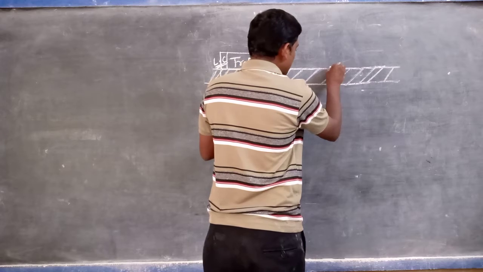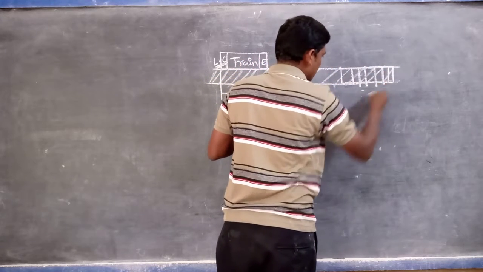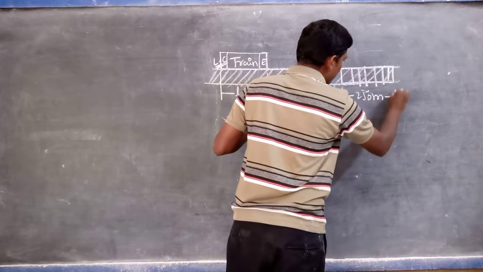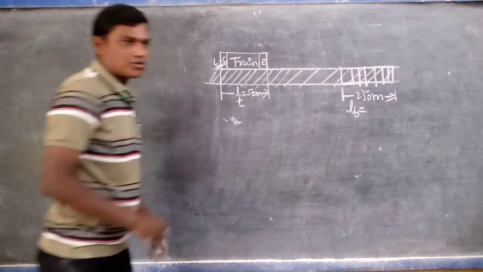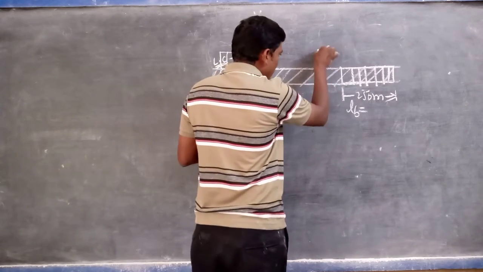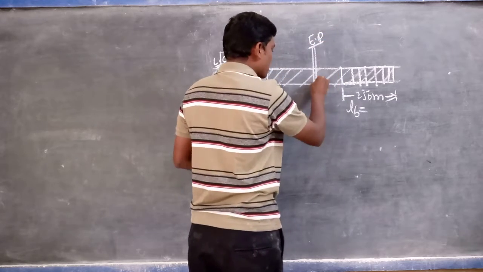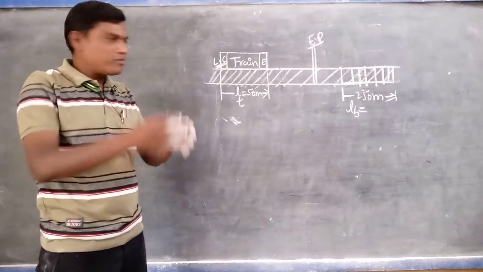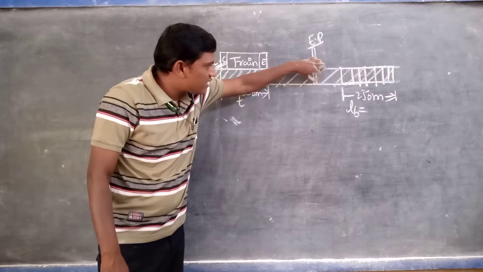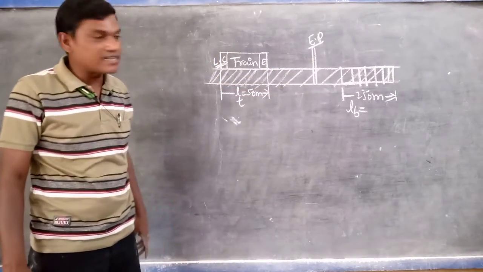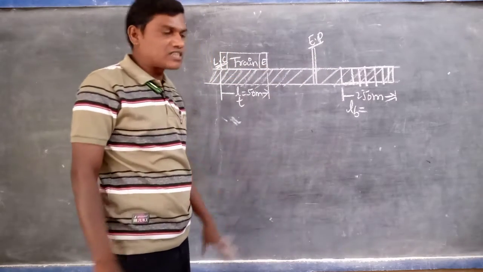Here one bridge is there. This is the bridge. What is the length of this bridge? The length of the bridge is 250 meters. The length of the train is 15 meters, as given. Here one electric pole is there. Compared to the length of the train, the width of the electric pole is very small, so we neglect it and do not consider it.